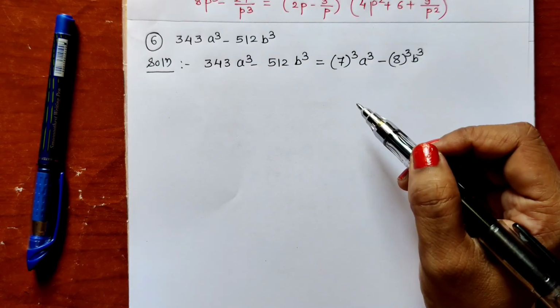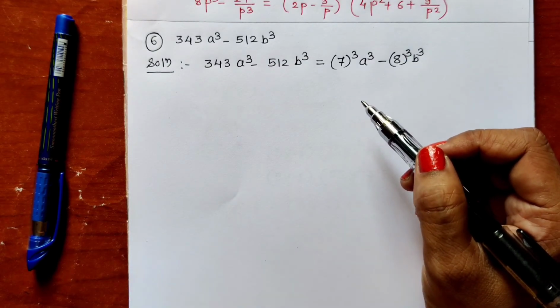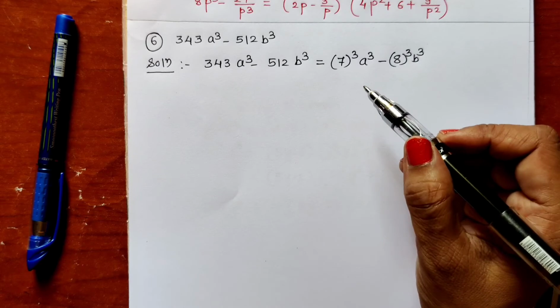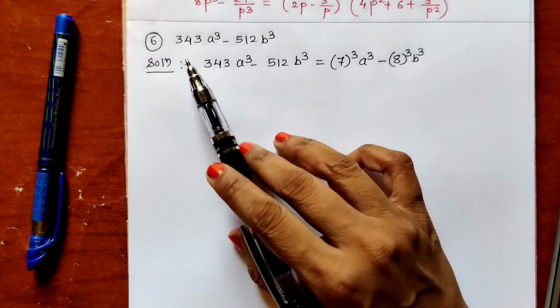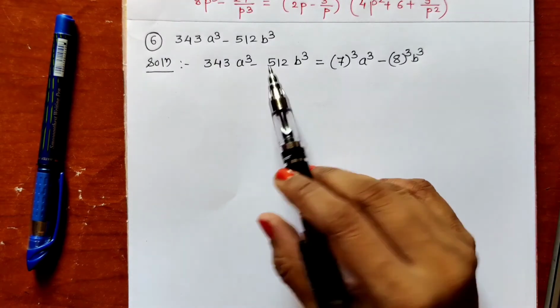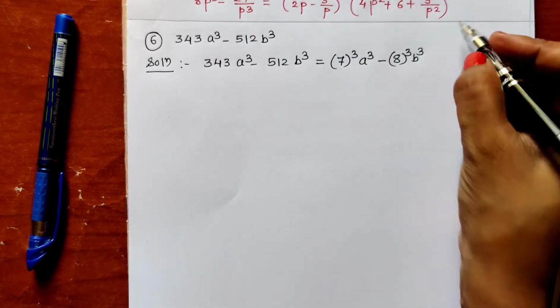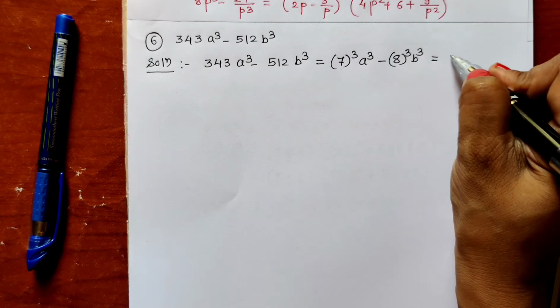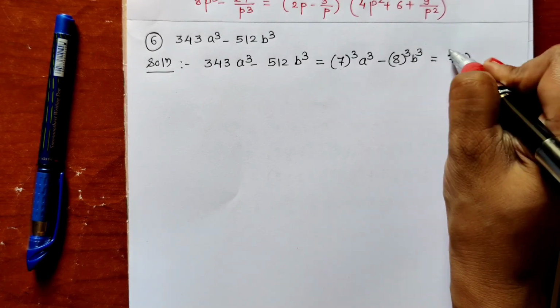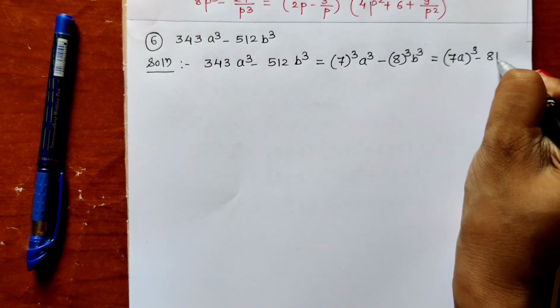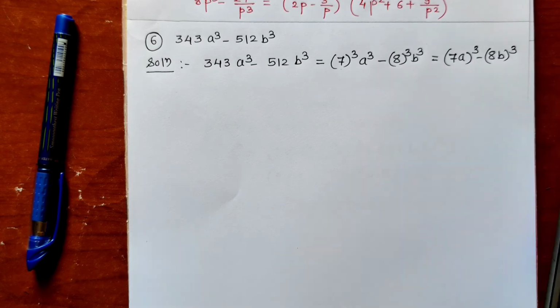At least till 10 all the cubes should be by-hearted, 10 to 15. Till 15 if your cubes are by-hearted, you will immediately get to know this number is cube of which number. So you can convert it into the form of cube. Now let us write in combine: 7a whole cube minus 8b whole cube. So we have got it in the form of a cube minus b cube.